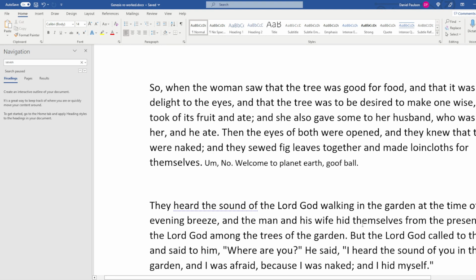So when the woman saw the tree was good for food, and that it was a delight to the eyes, and that the tree was to be desired to make one wise. Yeah, life is tempting, isn't it? I want to go get that. She took its fruit and ate, and she also gave some to her husband, who was with her, and he ate. Okay, whatever you do is going to affect your subconscious and your conscious. You're both going to be affected by this.